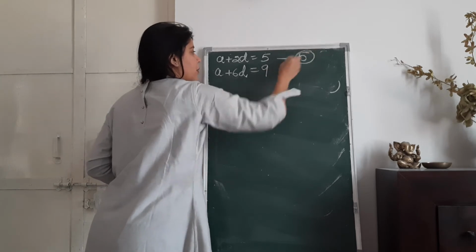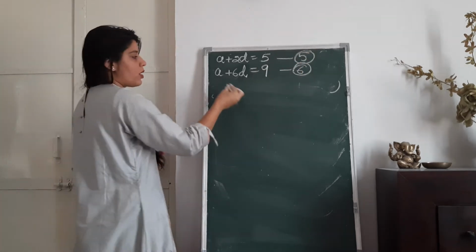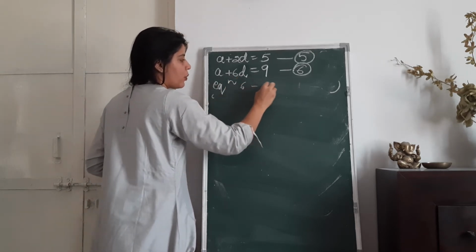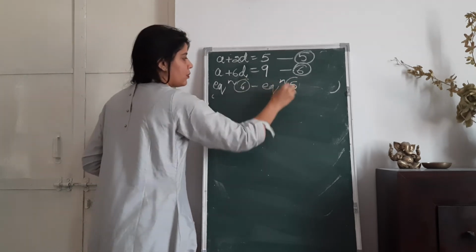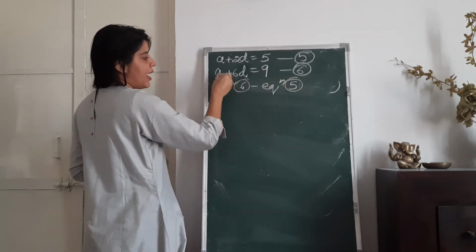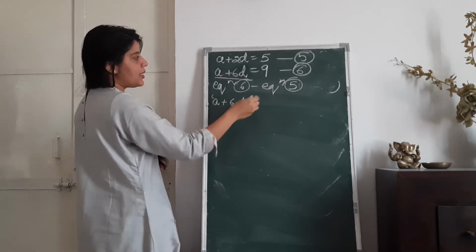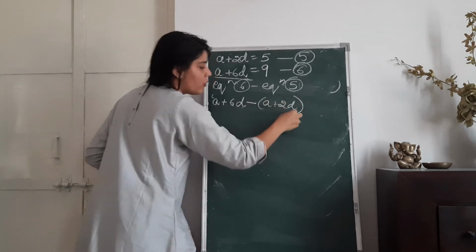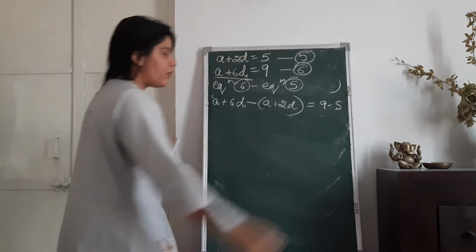This was our 5th equation, this is our 6th equation. I am going to subtract equation 5 from equation 6. This is what I am going to do. Then clearly from the left hand side, a plus 6d minus a plus 2d will be equals to 9 minus 5.